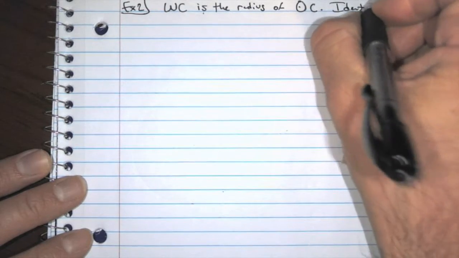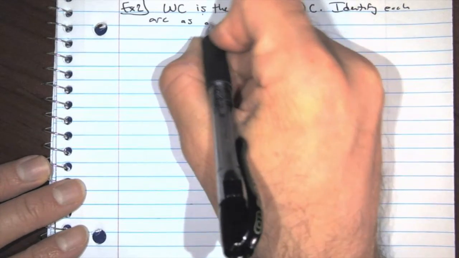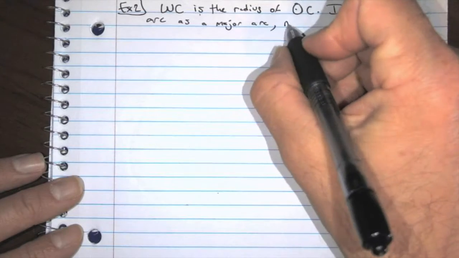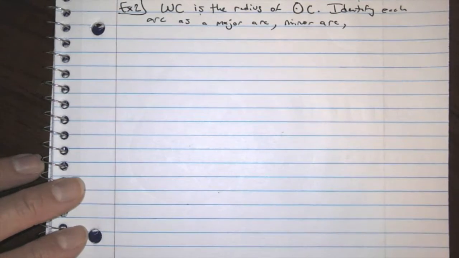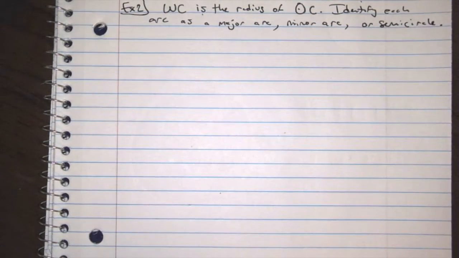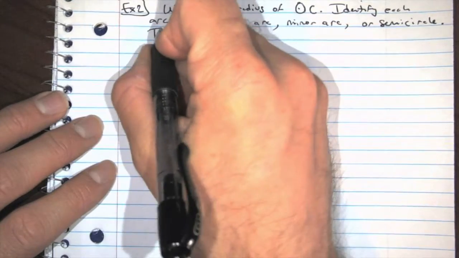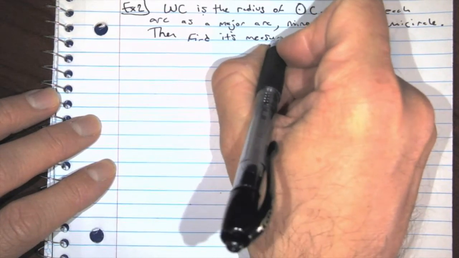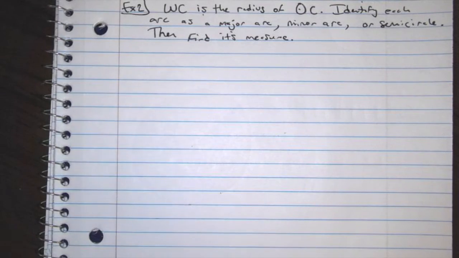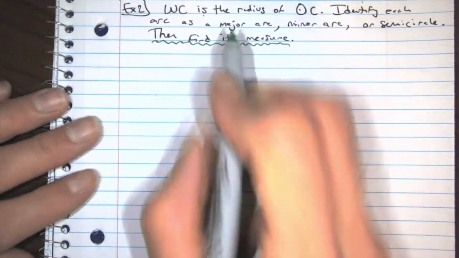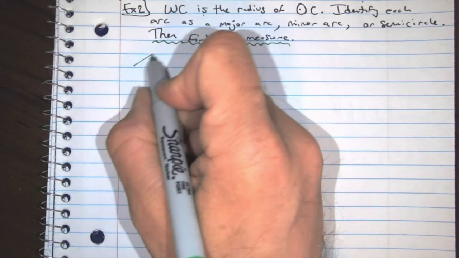I'd like you to identify each arc as a major arc, minor arc, or semicircle. Then find its measure. Two-part problem. Identify it as a major arc, minor arc, or a semicircle. Then find the measure. This is something that I have not talked about yet.